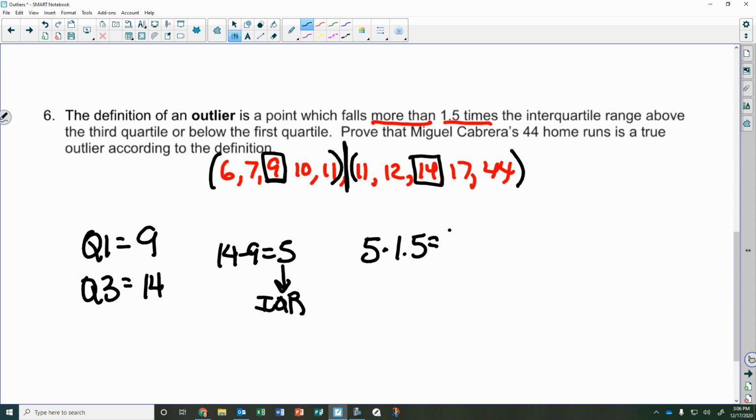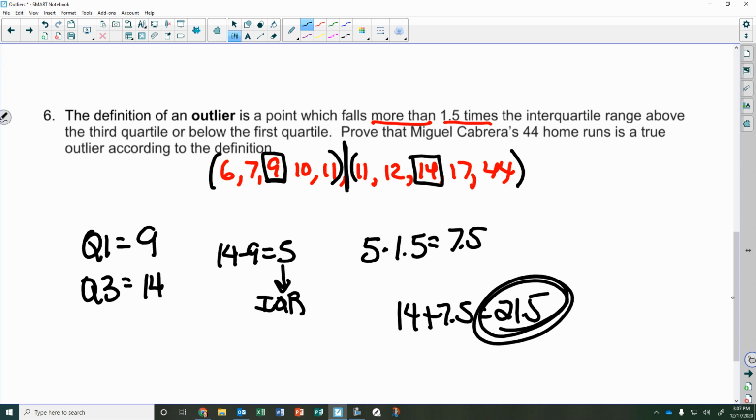Well, that's 7.5. So if I take the quartile 3, which is the higher end at 14, and add 7.5 to it, I get 21.5. So anything higher than 21.5 is considered a true outlier. While Miguel Cabrera's number was 44, which is way higher than 21.5. So that would be considered a true outlier. All right, let's move on to our next scenario.